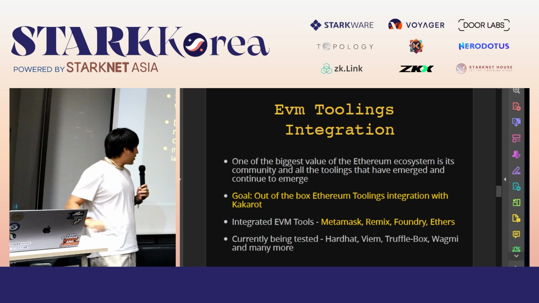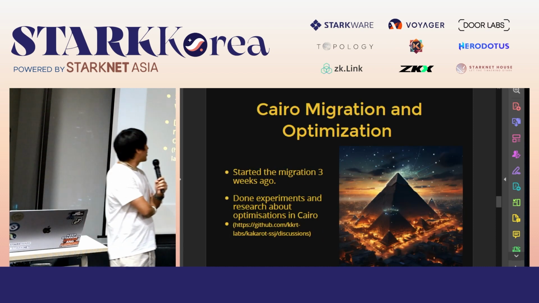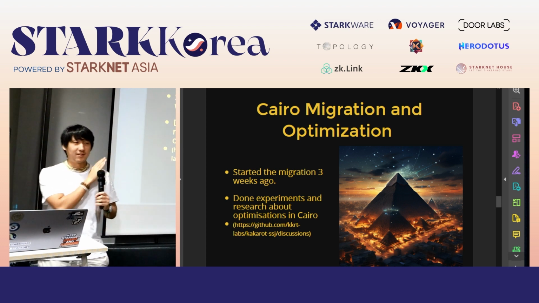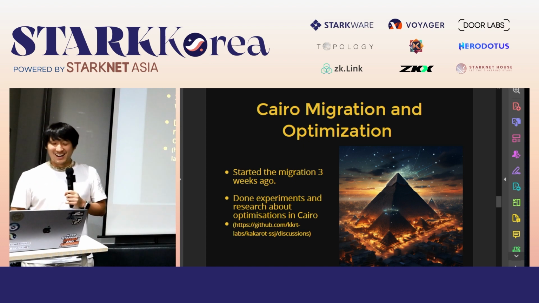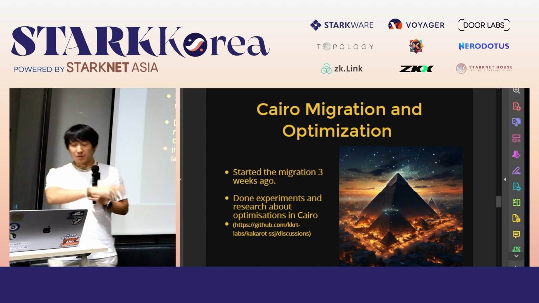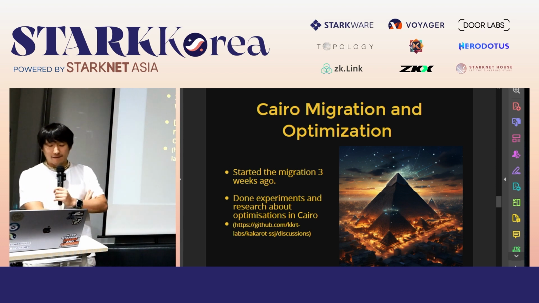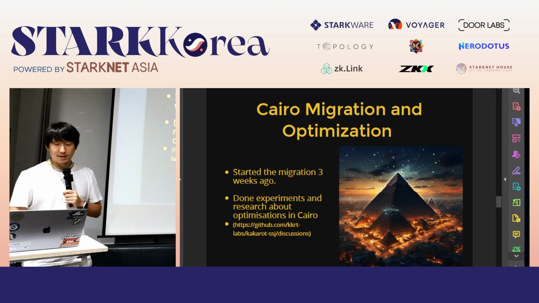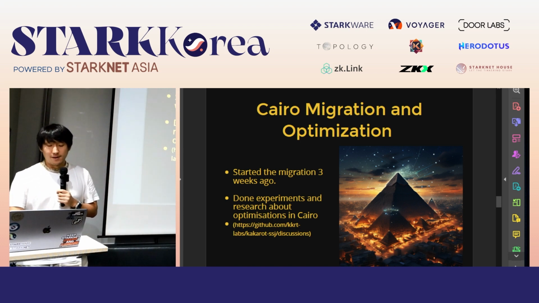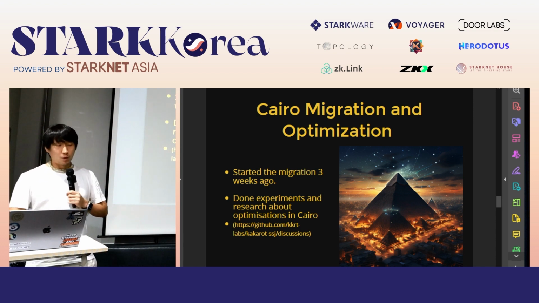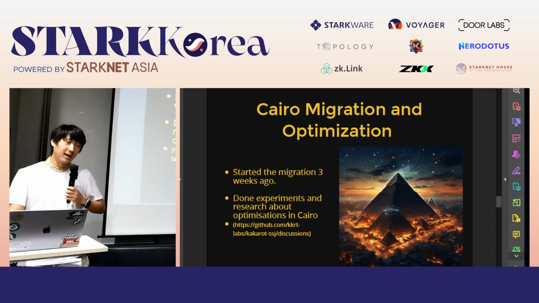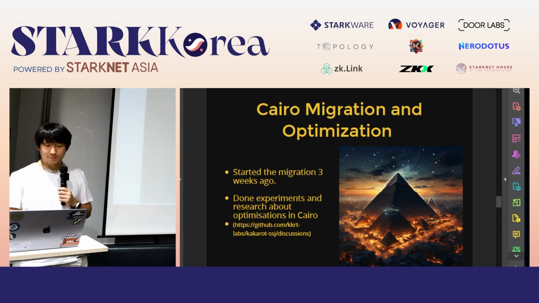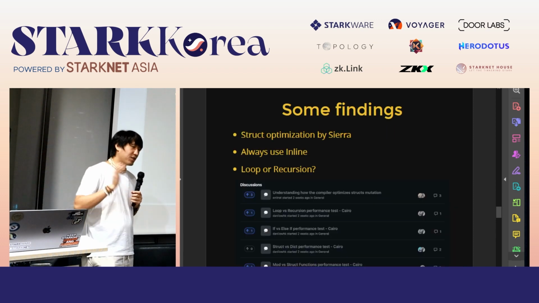And currently we are in the migration from Cairo 0 to Cairo 1. I think we had a big jump from the contributors to where we are. Since 3 weeks ago, we've been doing a lot of migration while still debugging the older version, debugging the logic. And right now we are open to open source contributors. So if you're interested in learning Cairo 1 and about the EVM, you're more than welcome to come join us.